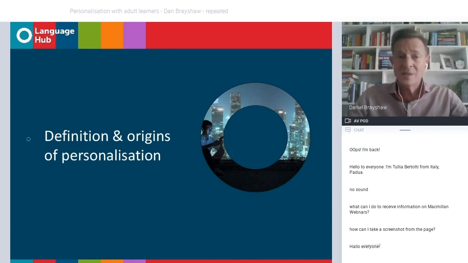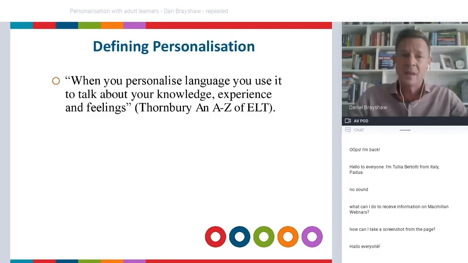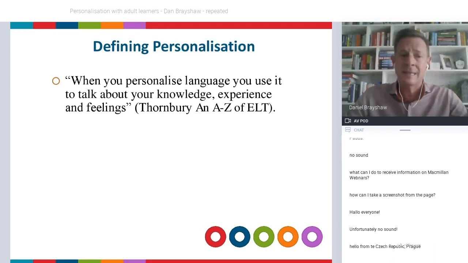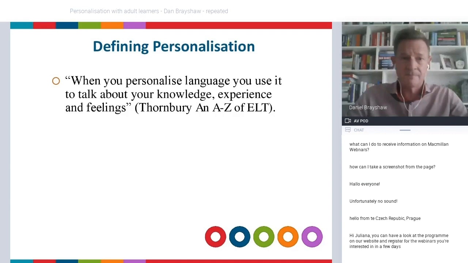And we're going to turn to some famous names to help us define what we mean by personalization in the context of ELT. The first of those famous names, I'm sure you recognize, Scott Thornbury, on his excellent blog and book, An A to Z of ELT. He defines personalization by saying that when you personalize language, you use it to talk about your knowledge, experience, and feelings. A concise definition.